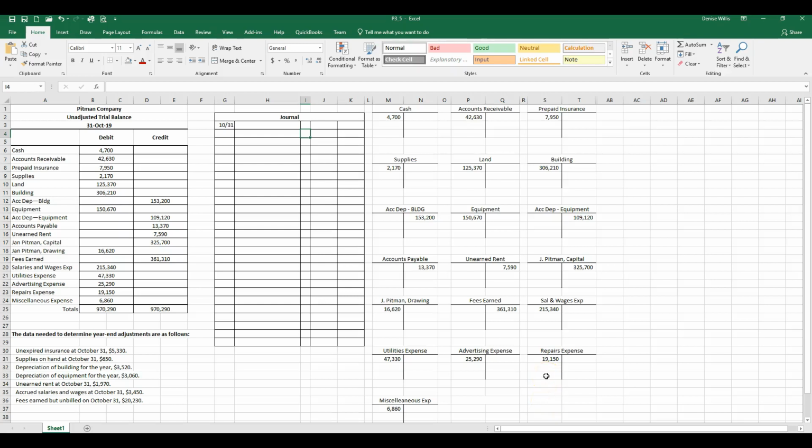We're going to work on problem 3.5 from our chapter 3, obviously, on adjusting entries. The problem is set up so that you will be given an unadjusted trial balance. I have that information right here. It has an end of the year date, or end of the period date, of October 31st. They give us this information right here to make adjusting entries.